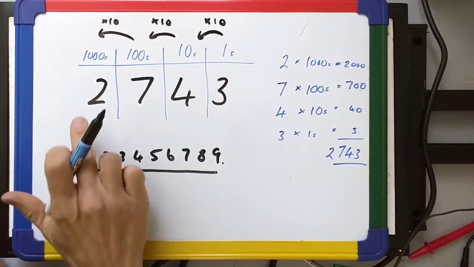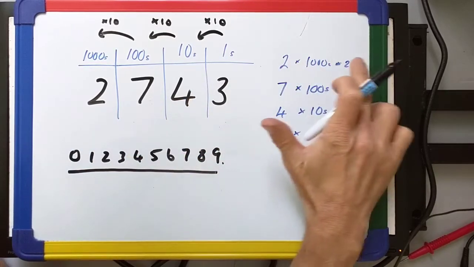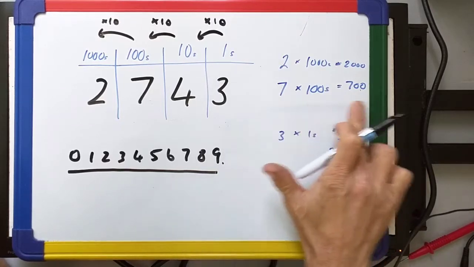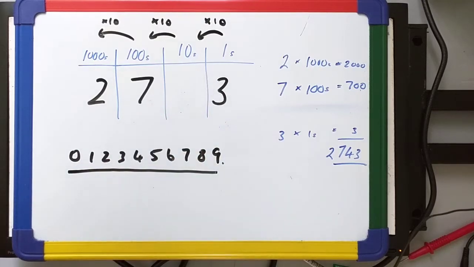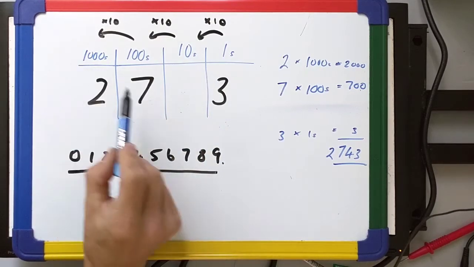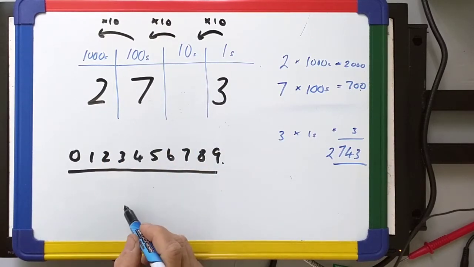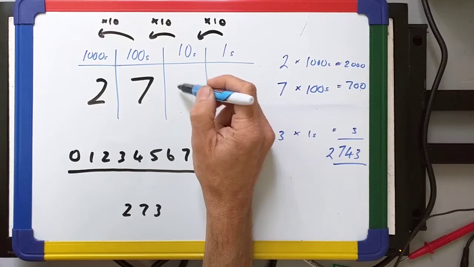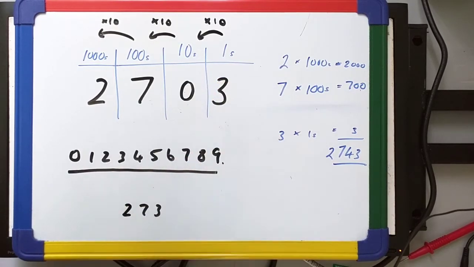So what if instead of 2,743 we had the value 2,000s, 700s, no tens, and 3. Well, we couldn't write that as 273 because that's going to look like 273. So into the slot for the tens we have to put the symbol for 0 to show that there aren't any of those.